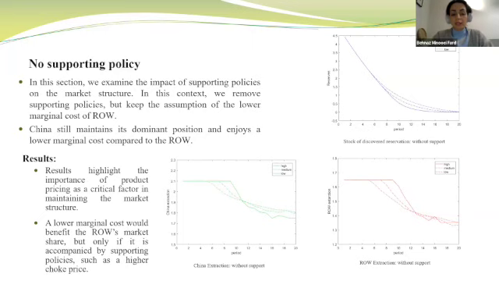Also, an interesting and important result is that the absence of supporting policy negates the advantages of lower marginal cost for the rest of the world. So it completely highlights the importance and the effect of product pricing as a critical factor in maintaining the market structure.